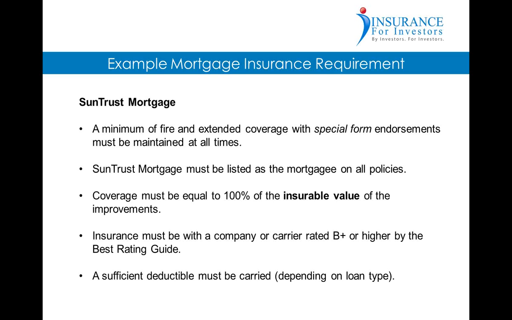SunTrust Mortgage must be listed as the mortgagee. Coverage must be equal to 100% of the insurable value of the improvements. The insurable value does not include the land. The insurable value does not include the equity or anything else. If the property burned to the ground, they're talking about what it would replace in current dollars, in material rates, labor costs, and soft costs to rebuild or replace that property. That goes back to replacement cost versus actual cash value, which we spoke about earlier.